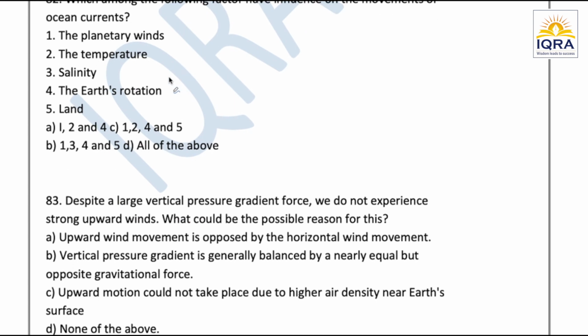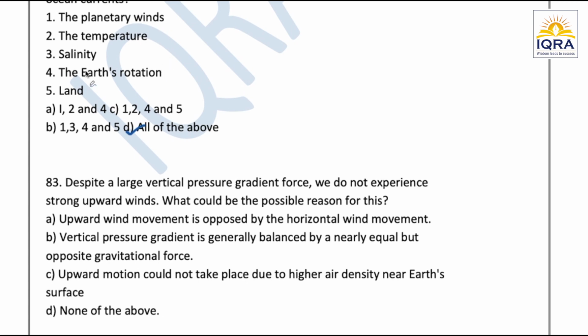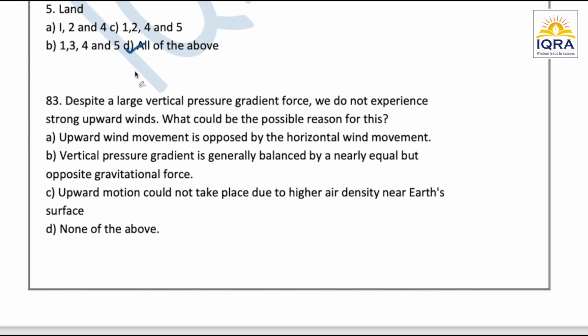Next question, question number 82. Which among the following factors have influenced the movement of ocean currents? Ocean currents again is an important topic, इसलिए हम काफ़ी सारे questions भी देख चुके हैं. Again, a question from ocean current. तो planetary winds, the temperature, salinity, Earth's rotation, and land. So let me tell you, D is the correct answer for this. All are the factors which influence the movement of the ocean current. So we've read about ocean currents in previous questions as well. And the factors, talking about the factors, तो ये सारे factors हैं जो कि movements को influence करते हैं, right.